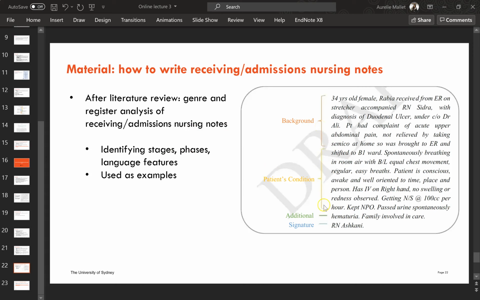So in a nursing note, you have two stages: the background of the patient and then the patient's condition. These are the two main stages, and then you might have additional notes that you've written, and then you would sign your name so that they would know who wrote it.